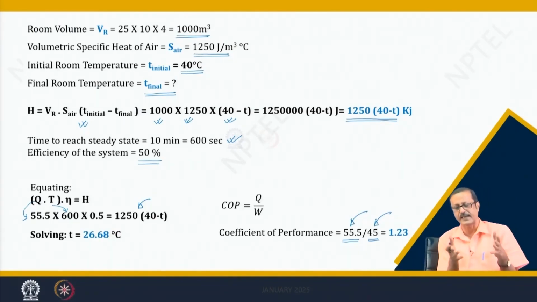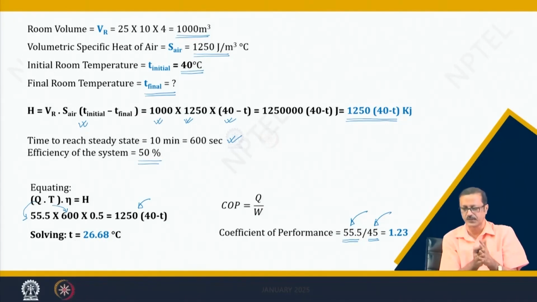So, we may decide whether I can go with this system or not, or sometimes I want to reduce this 45 to a little bit less, so I can get a better value of the COP. 1.23 is definitely acceptable, but maybe we cannot go with it because it is not that high a value. The earlier exercise in the last class, what we saw last lecture, was almost like 6. Anything around 3 is very much appreciated.